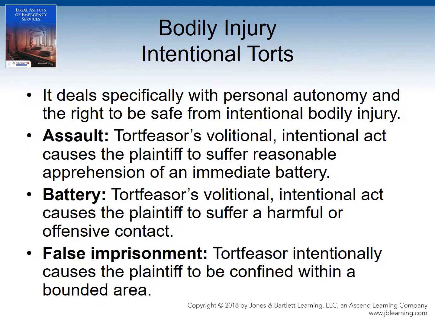False imprisonment is similar to the crime of the same name, whereby the tortfeasor intentionally causes a plaintiff to be confined within a bounded area. The dimensions of the area are irrelevant so long as confinement occurs and the victim is aware of the confinement. Thus, the area could be the back of an ambulance, a room, or even an outdoor fenced-in area. The length of time is also irrelevant, as even a momentary restriction will give rise to the occurrence of the intentional tort of false imprisonment.